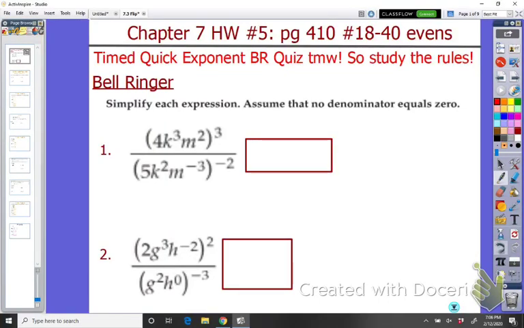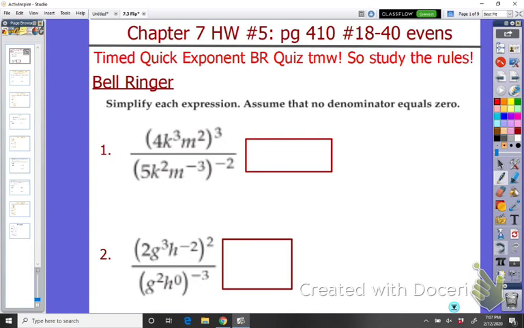Okay, tonight's homework is on page 410. You're supposed to do numbers 18 to 40, the evens, so please make sure you write that down. Tomorrow, you're going to have a small quiz on the exponent properties, and it will be the bell ringer, and it will be timed, so make sure you study your notes tonight, go over all the properties.